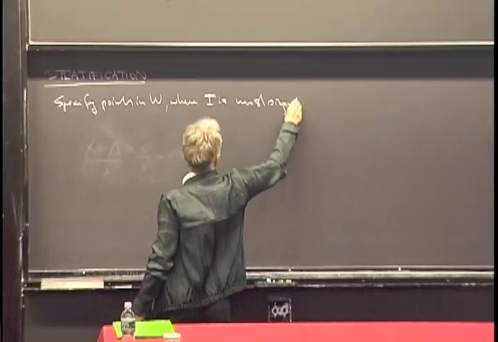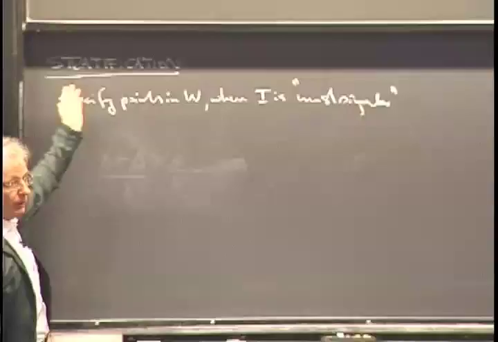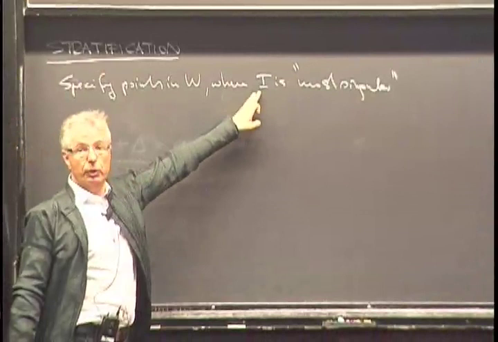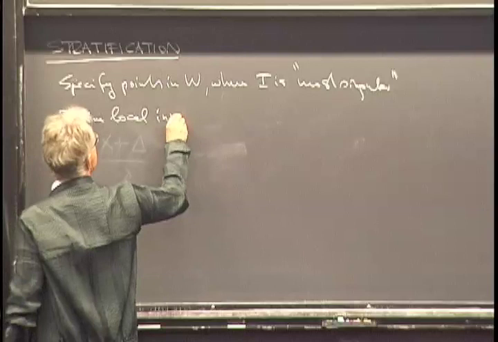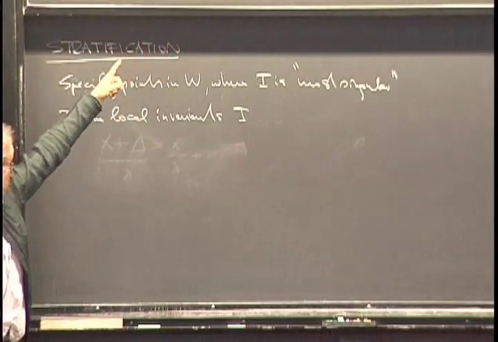That's, of course, not correct English, but you understand what I want to say. And the stratification can be given by associating local invariance to I. Define local invariance for I. So take care here. I start with my ideal J, but the interesting factor is I. The stratification will relate to I and not to the monomial factor M.